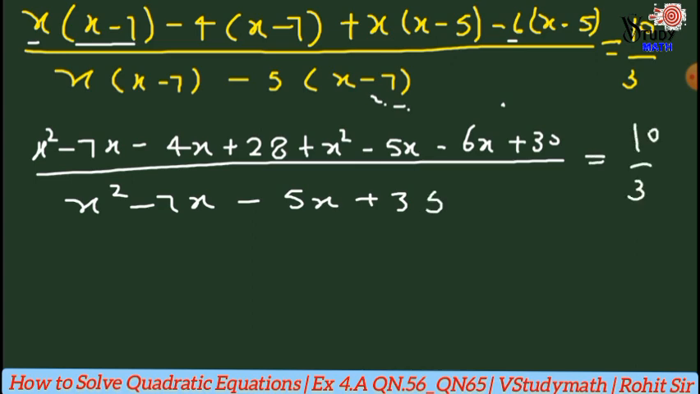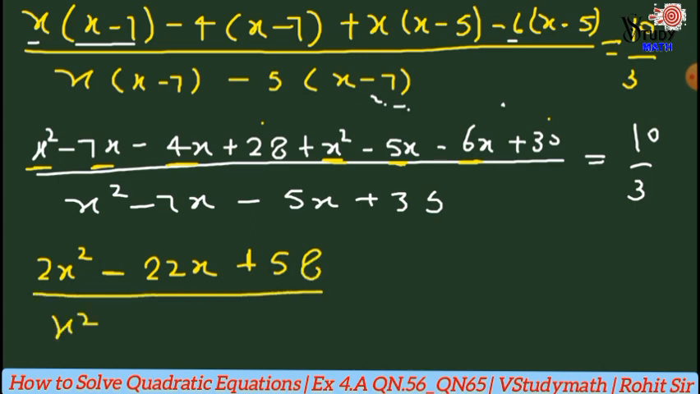Now add and subtract the like terms, x square and x square. Both are positive, then we have 2x square. Negative 7x negative 4x is 11x, and negative 5x and negative 6x is 11x. Negative 11x and negative 11x is negative 22x. Now 28 and 30 both are positive, then we have 58. Now in the denominator, x square negative 12x positive 35 is equal to 10 by 3.